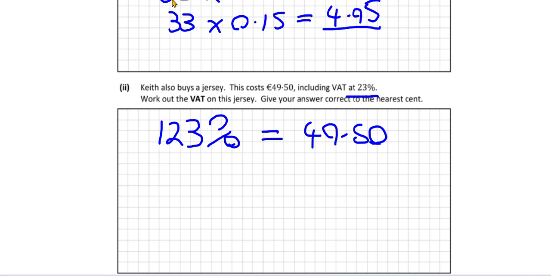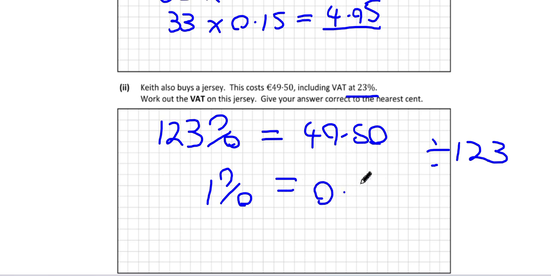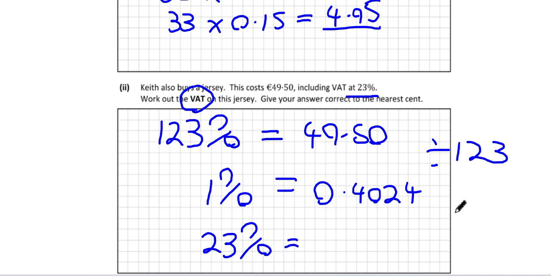So what we gotta do is we gotta find out what 1% is. How'd you find out what 1% is, lads? It's gonna be a lot smaller, isn't it? So you can divide it by 123. Perfect. 0.4024. What percentage of it was the actual VAT? 23. So you have to multiply that answer by 23 to figure out how much VAT you actually added onto it.